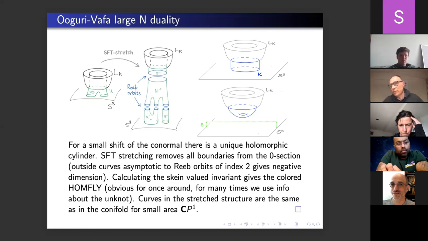And when they're stretched away, then we could equally well consider them as curves in the resolved conifold with some tiny, tiny little area. It's like a whatever black hole in the middle of the Andromeda galaxy or something. It doesn't matter.